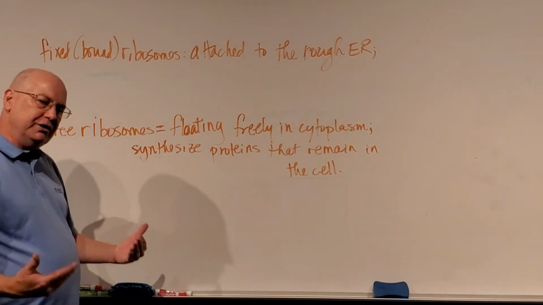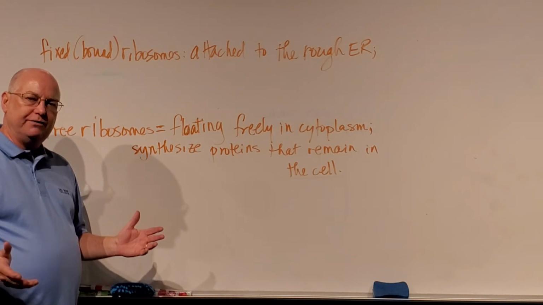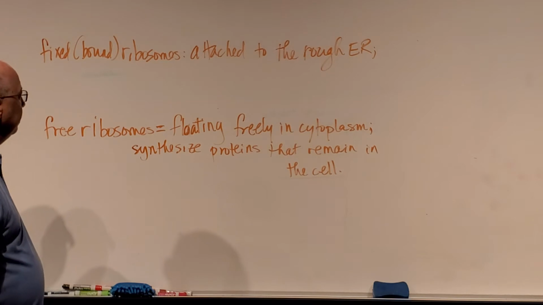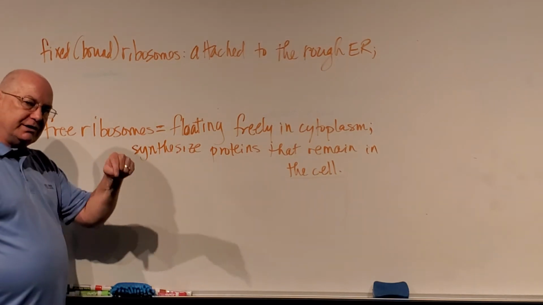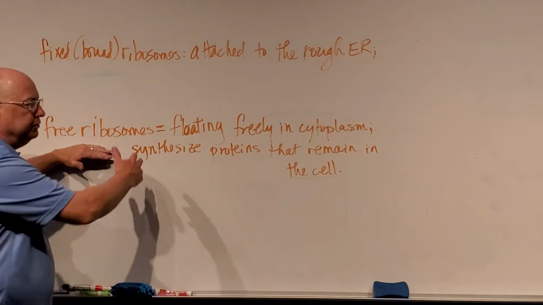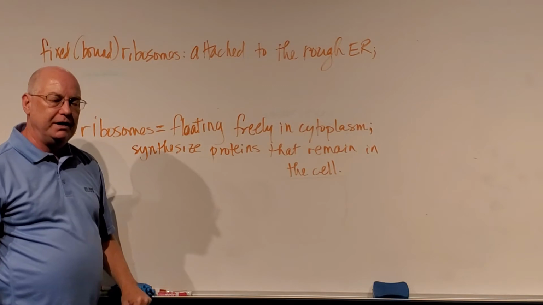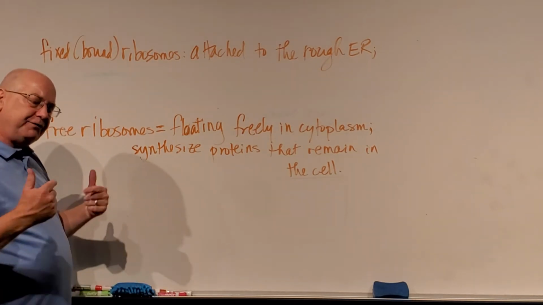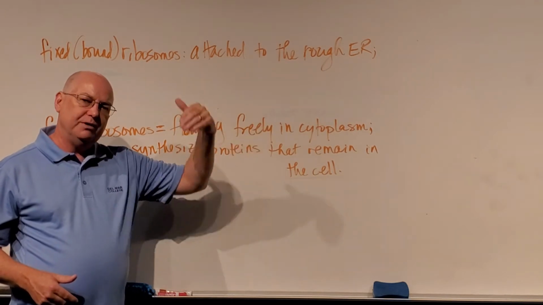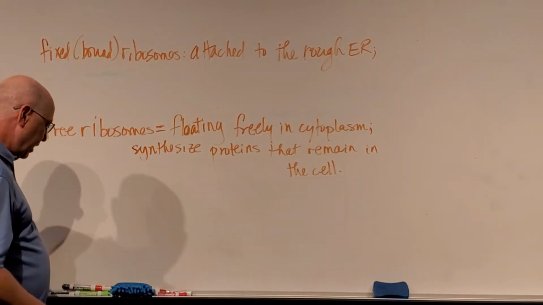So essentially, you need to know this. All ribosomes synthesize or build proteins out of amino acids, and they use instructions called messenger RNA. If the protein is going to stay inside the cell, it is usually synthesized on a free ribosome that's floating freely in the cytoplasm. If the protein is going to be transported, either stuck in a cell membrane or secreted, then it's going to be made by a fixed or bound ribosome.